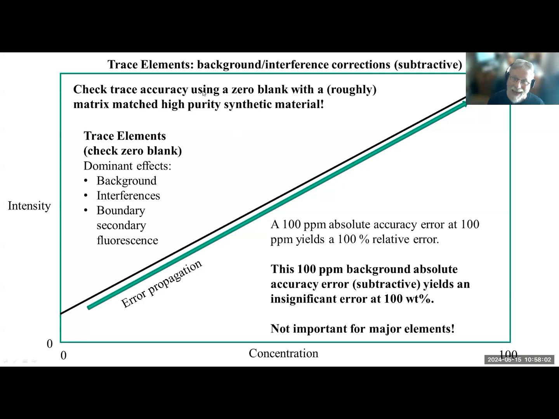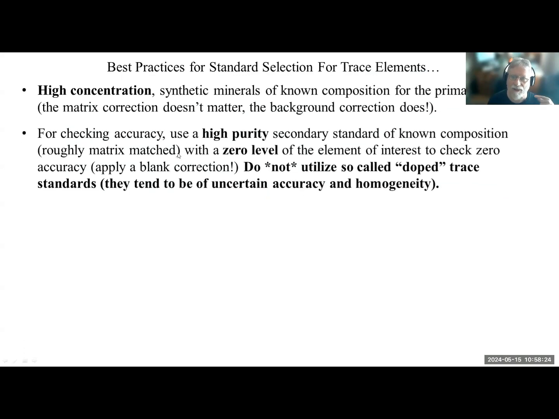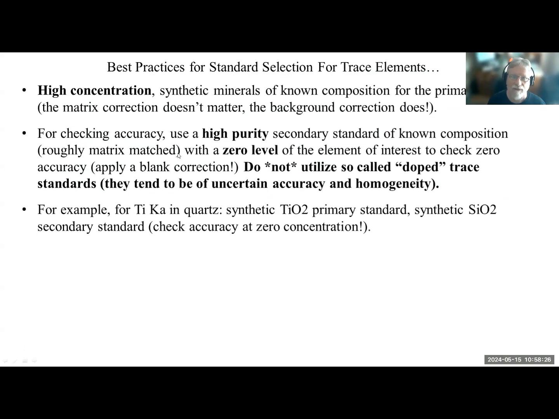And then you check accuracy using a zero blank, okay? Because the only thing we can be absolutely sure of is two things. One, 100% if it's a 6/9 pure metal, and 0 if it's absolutely pure, 6/9 pure, and doesn't contain the element. So these are the two anchors that we should rest our accuracy checks on. Okay, so in summary, I'm just going to say we want to use a synthetic high concentration mineral for trace elements. We want to check it with a zero blank.